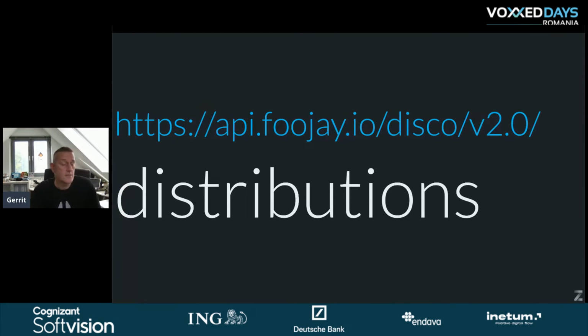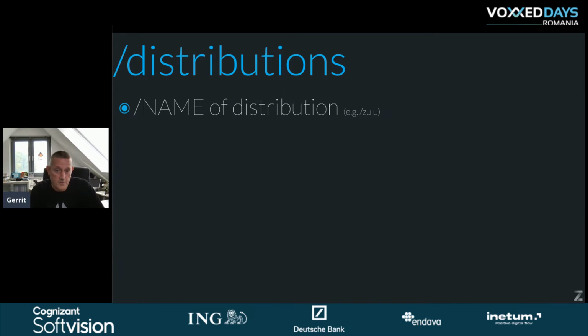The next one is the distributions endpoint, which just gives you the information about the distributions. And just to make that clear, we don't have any vendors in the database. So this is vendor neutral. So you will see names like Microsoft or Red Hat. This is just because they don't really have a specific name for the distribution.